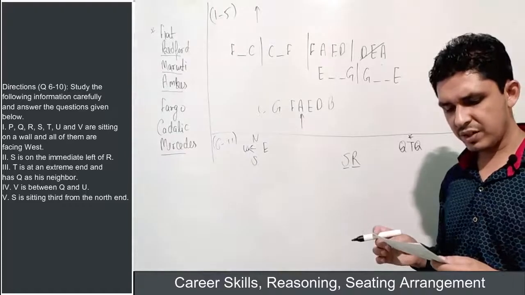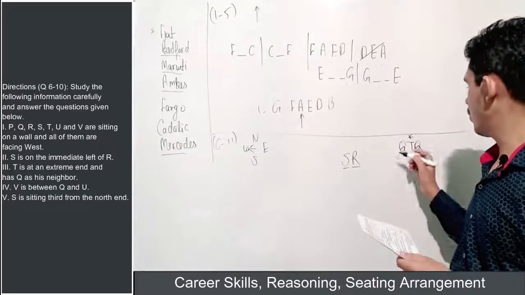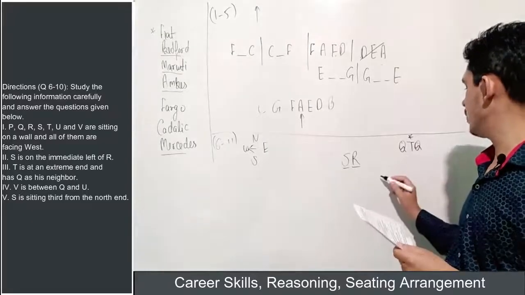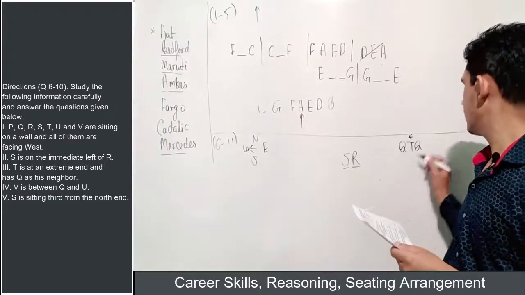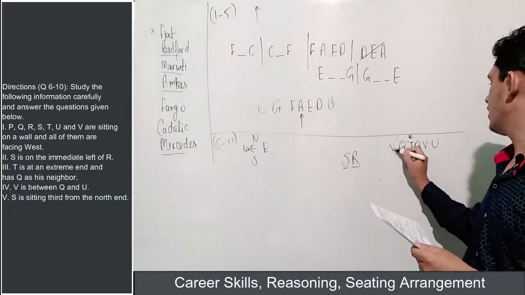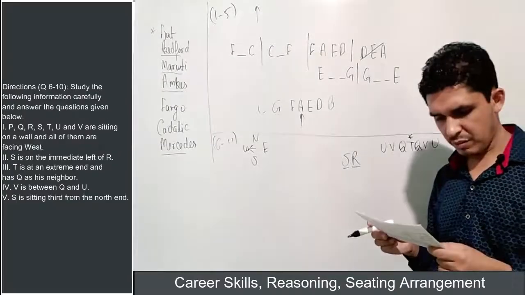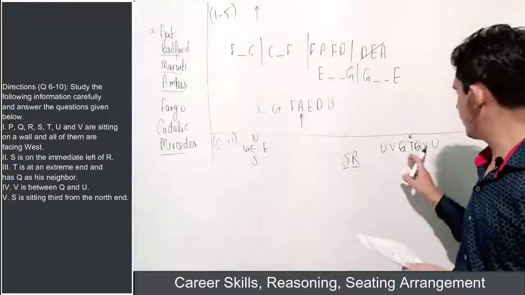Thereafter he is saying V is between Q and U. So if V is between Q and U, that means it can be V and U here, or U and V. Any of the two arrangements is correct, but he is saying that V is between Q and U.